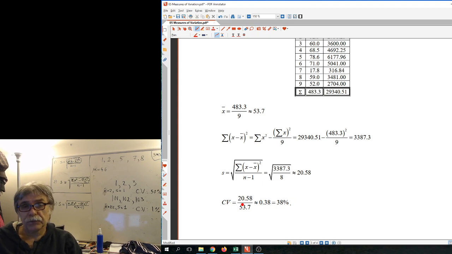Coefficient of variation, again, I need to divide the sample standard deviation, 20.58, by the mean, 53.7. When I divide these two numbers, I get 0.38, and the coefficient of variation, again, you multiply by 100 and read this as a percentage. And I'm getting here 38%. Okay? The computer companies, 17%. The Canada geese nesting, 38%. More than double. I have already seen that.